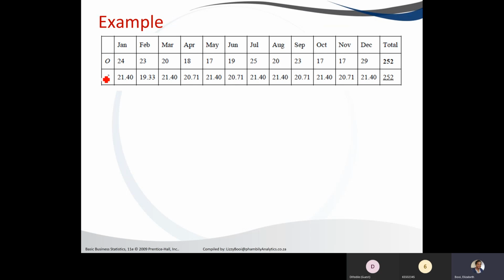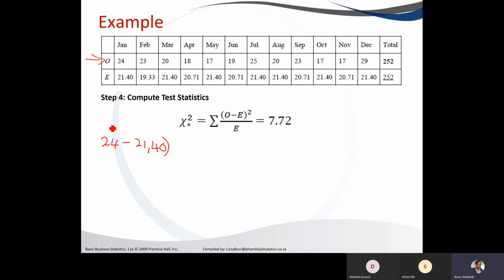And remember, my observed values were those that were given to me in the beginning. Now I need to substitute and calculate my test statistic. Remember the test statistic formula? The sum of your observed value minus your expected, squared, divided by your expected. I know here I have my answer, but just to show you what you need to be doing, because this table is big, I'm not going to do all of them, but you're going to say 24 minus 21.40, and you're going to square the answer and divide by 21.40.